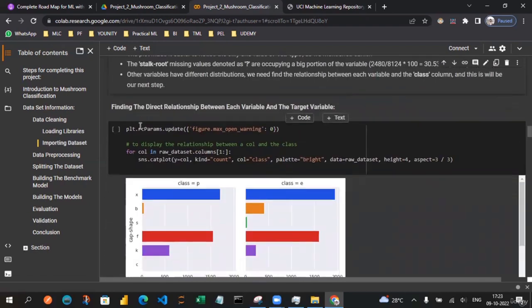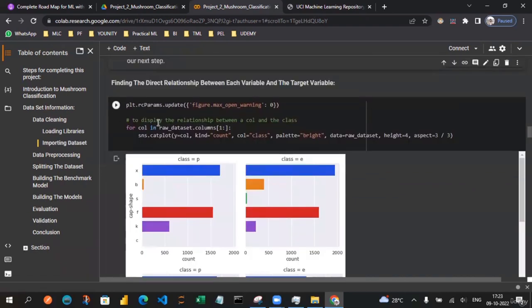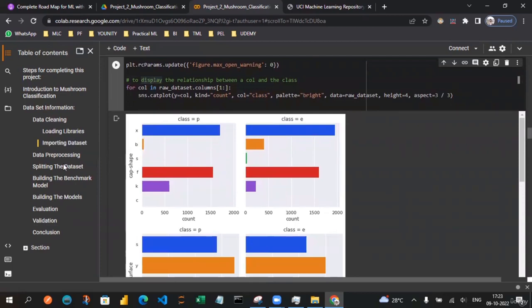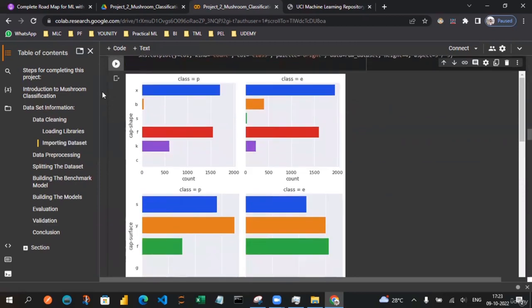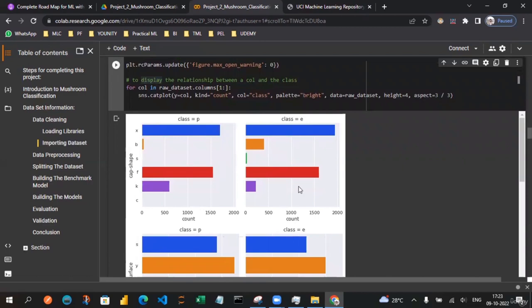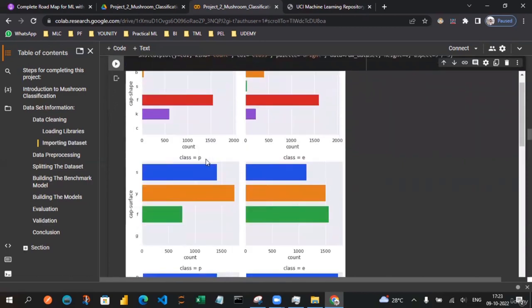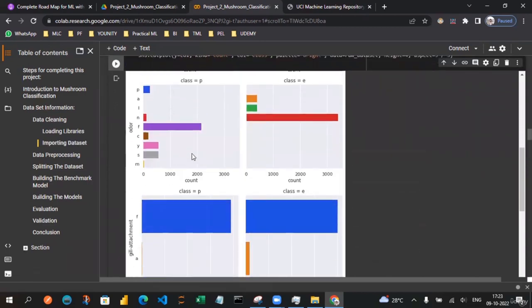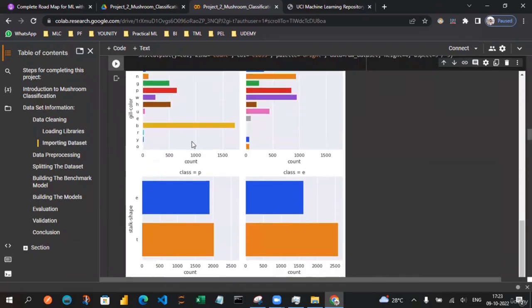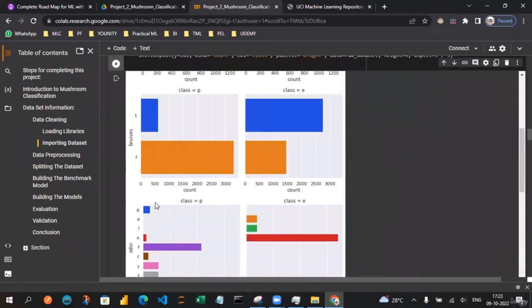So what will happen if we find any kind of direct relationship between each and every variable? We have just performed the univariate analysis. Let's also perform the bivariate analysis. So let's look at this plot, which basically tells about the count of each and every class across the different features we are going to apply. By using the class variable P and E, you will be able to see the different kinds of visualizations. According to that, you can draw some conclusions easily, right?